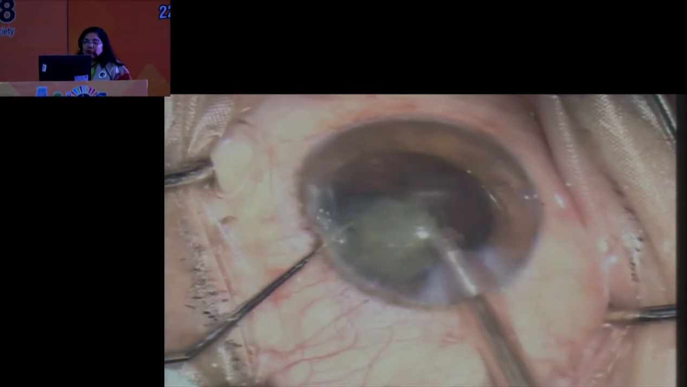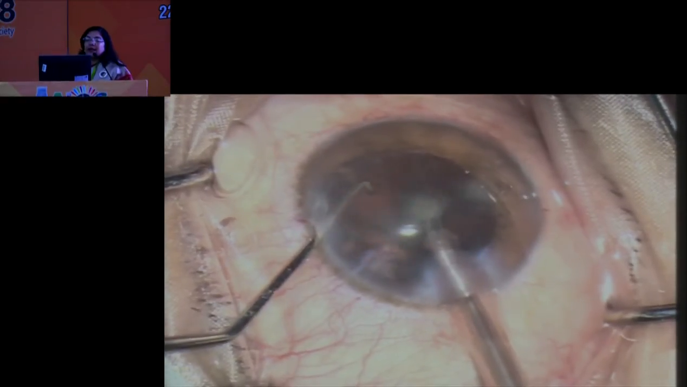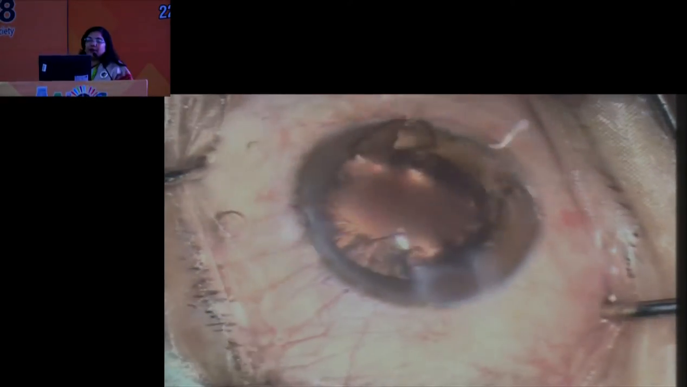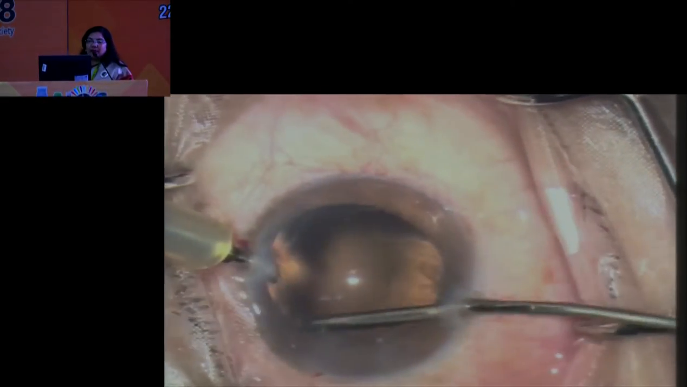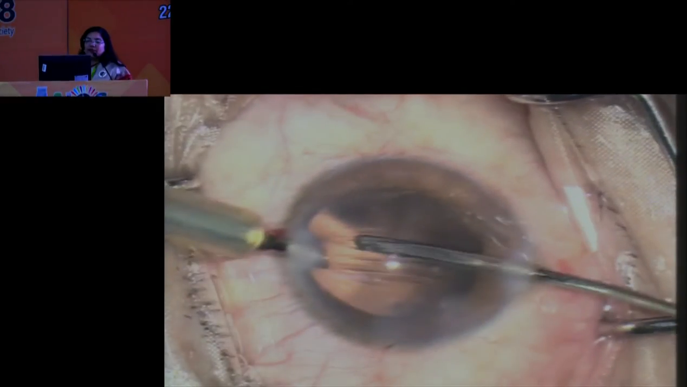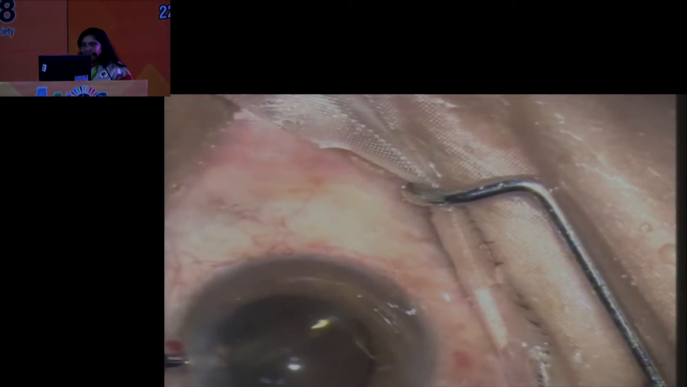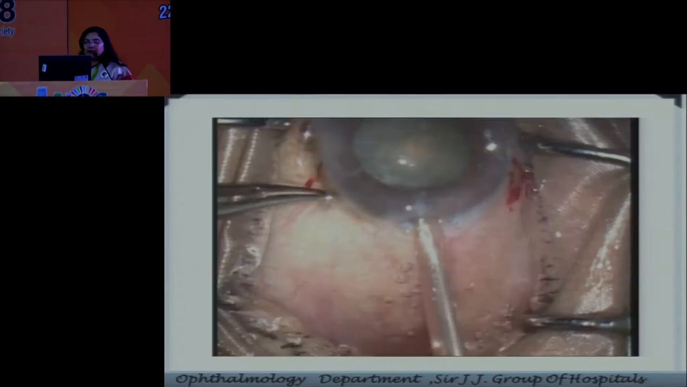The efficient use of the chopper is very important to feed the pieces, and a proper machine with good followability, as you can see over here, is extremely important for good Phaco emulsification. This video also shows the AC maintainer and the aspiration cannula for the further steps.